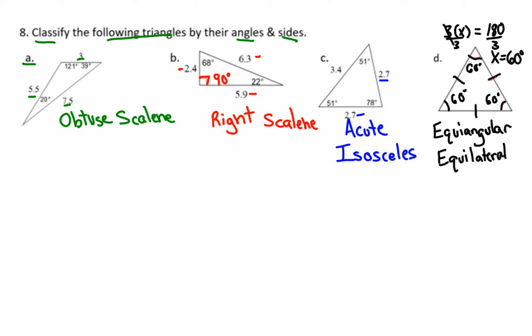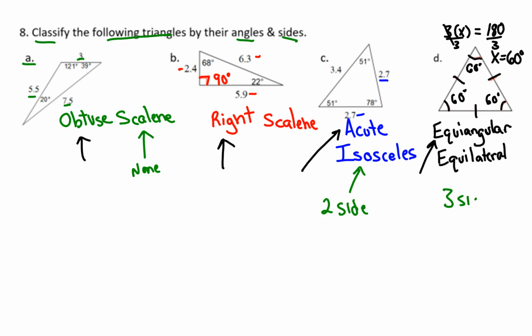As a quick recap, if it has an obtuse angle, it's an obtuse triangle. If it has a right angle, it's a right triangle. If it has all acute angles, then it's an acute triangle. And if all the angles are equal, then it's an equiangular triangle. So that's the angle classification. Then for sides, if no sides are the same, it's scalene. If two sides are the same, it's isosceles. And if all three sides are the same, then it's equilateral. That's how you classify triangles.